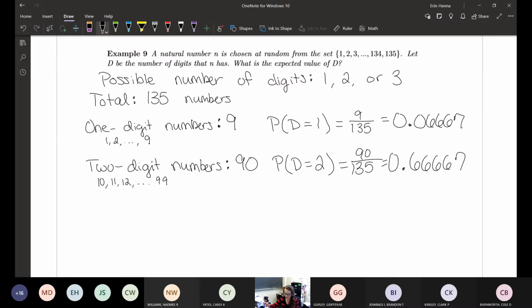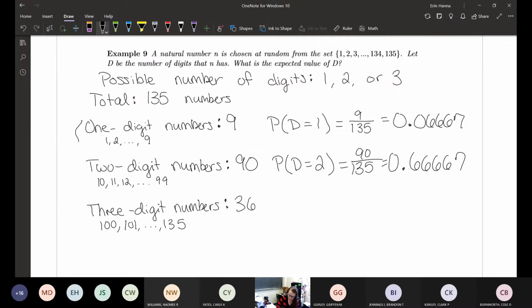And then, of course, we've got one more option, which is the 3-digit numbers. So that'll be our 100, 101, all the way up to 135. So that'll be 36 numbers.